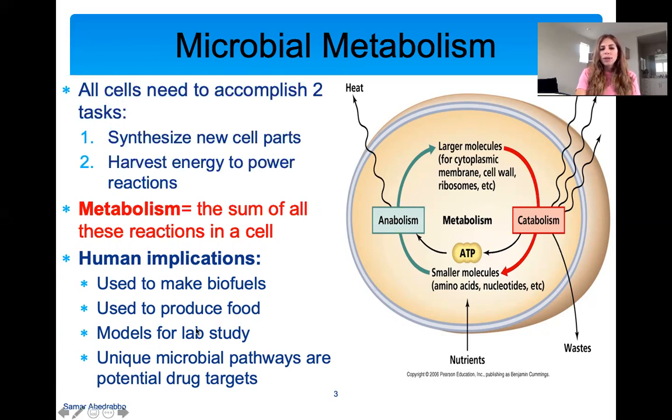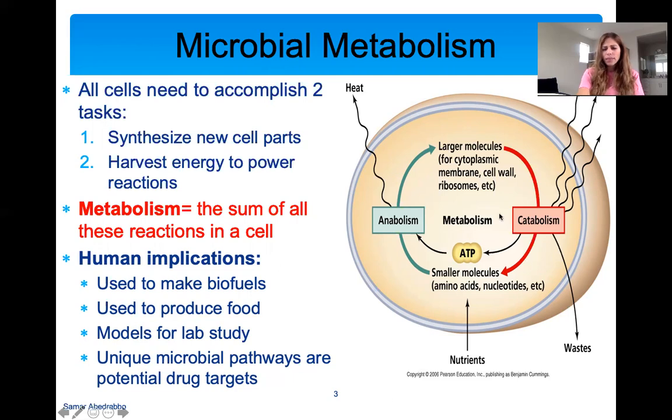We can use it as a model to study in labs, to study metabolism in humans. And also in the future, we can look at microbial metabolism to create new antibiotics. Maybe a bacterial cell makes a certain component of its metabolism that we can target when we create antibiotics. So it is very important to understand the metabolism of cells so that we can stop them from causing infections, as one example. But these are all the human implications.